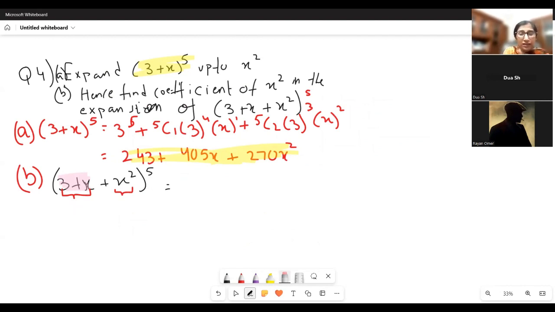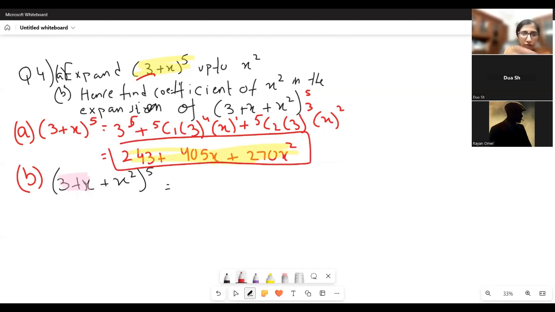Hence means that definitely you are using this result. So let's look at the relationship between this and this. What's the relationship between these two? x here is being replaced with x plus x squared. Where there was only x earlier, it has now become x plus x squared. So in that expansion, wherever there was x, you're going to replace it with x plus x squared. That is what I'm going to do.